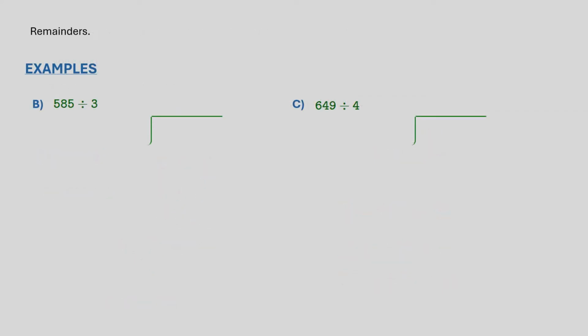The first example we can look at is 585 divided by 3. We again initially set the sum up like before. Now the first division to do is 5 divided by 3. Now what we get from this division is 1 remainder 2. Now the 1 goes directly above the 5 in the answer as usual, but we also need to do something with the remainder. And what we do is to carry it over and write it beside the next number in the dividend.